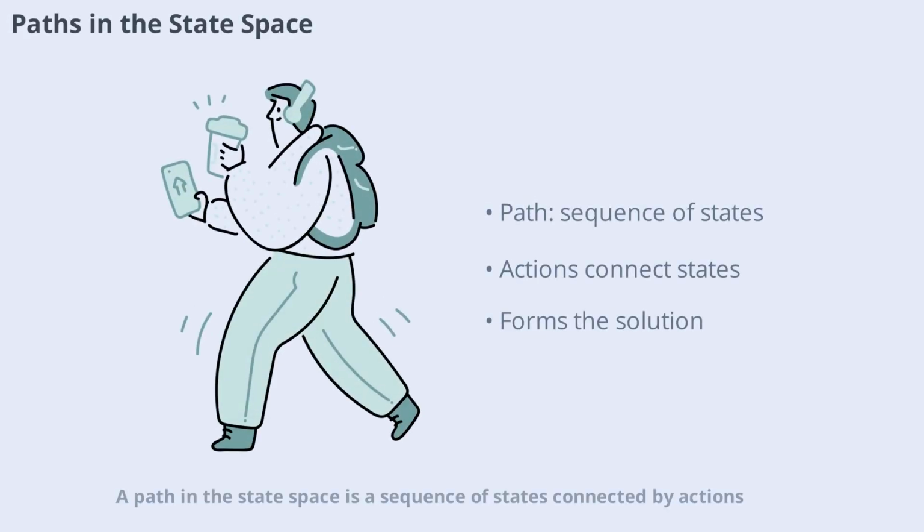Navigating this space is the essence of problem solving in AI. A path in the state space is a sequence of states connected by actions. The agent's goal is to find a path from the initial state to the goal state. Each step along the path represents a decision, and the entire sequence forms the solution to the problem.